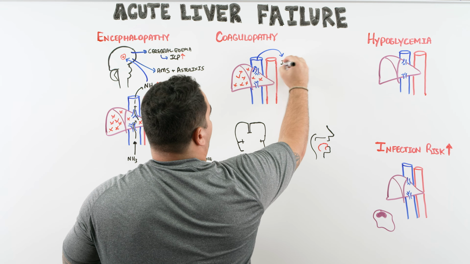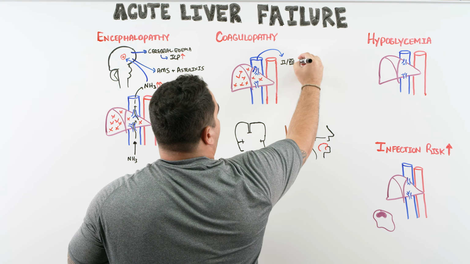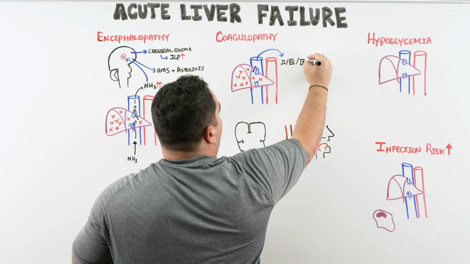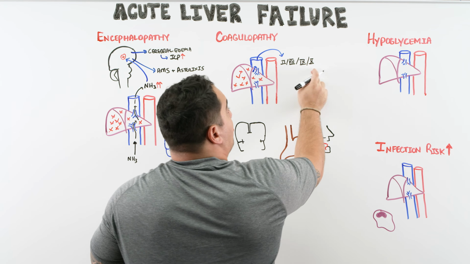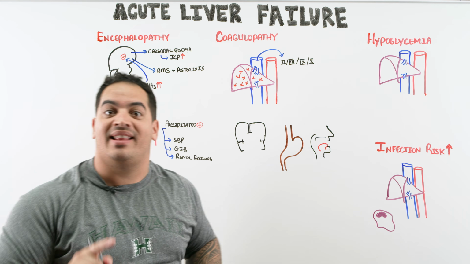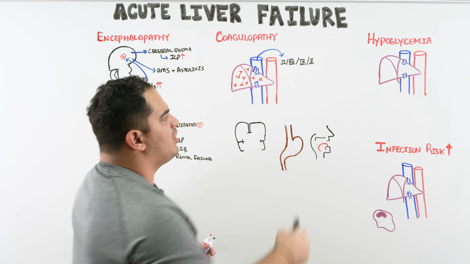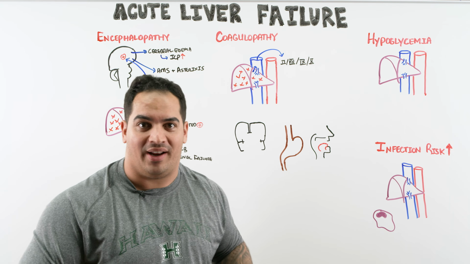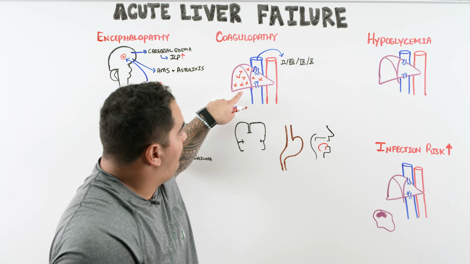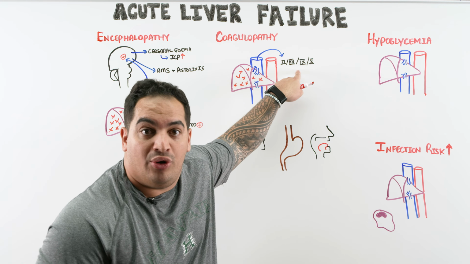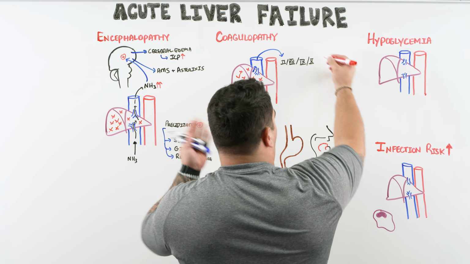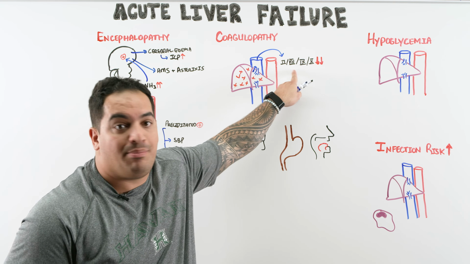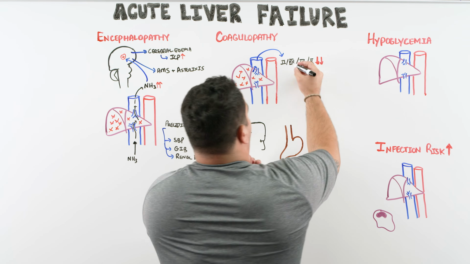It makes things like factor 2, factor 7, factor 9, and factor 10. All of these are important because these are procoagulants, meaning they want to induce clotting. It'll also make some other ones like protein C and protein S, but those are anticoagulants. They want to prevent clotting. Here's the problem. Whenever your liver fails, you fail to produce these procoagulants, and to a degree, yes, the anticoagulants, but these are the ones I want you to focus on. If I can't produce these procoagulants, let's write that down.